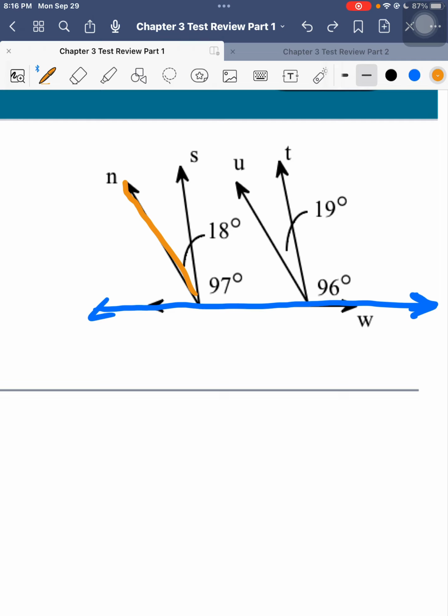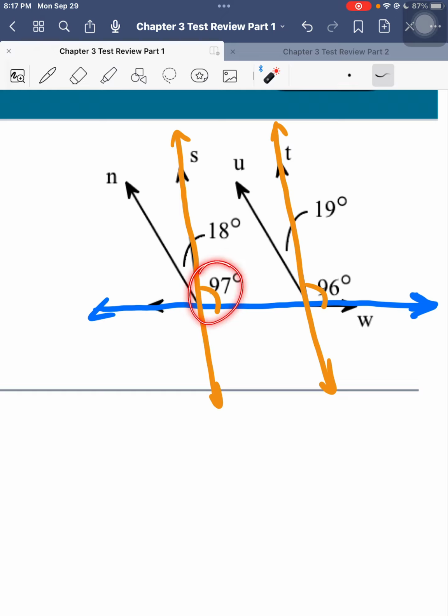So we have 2 options here: N and U, and S and T. Let's take a look at S and T. If I extend this S like this, so I can view my entire transversal, what do I know about the relationship between 97 and 96? They are in corresponding positions to each other, right? They're on the same side of the transversal. They're non-adjacent. One's on the interior, one's on the exterior.